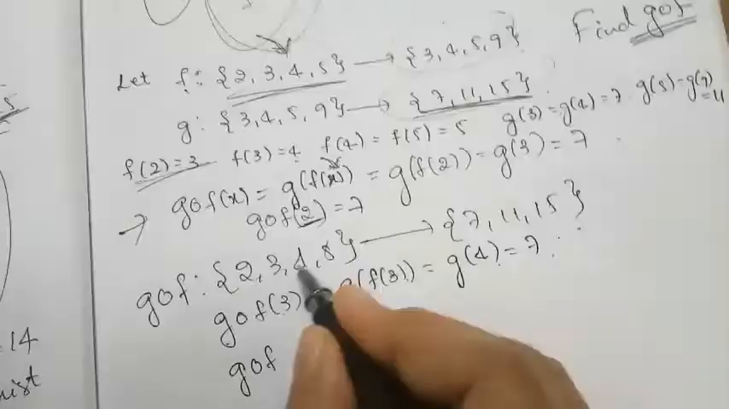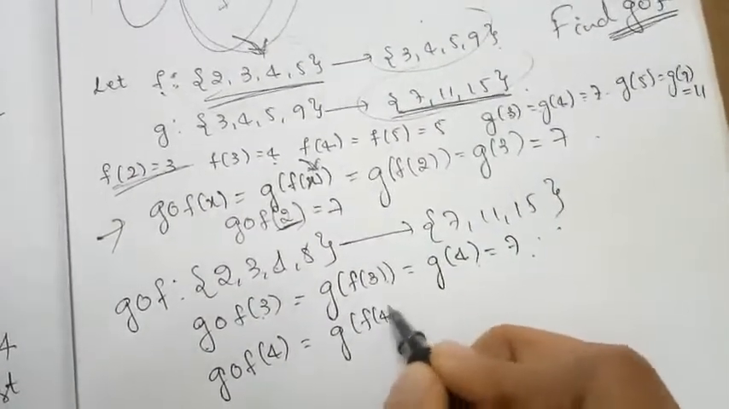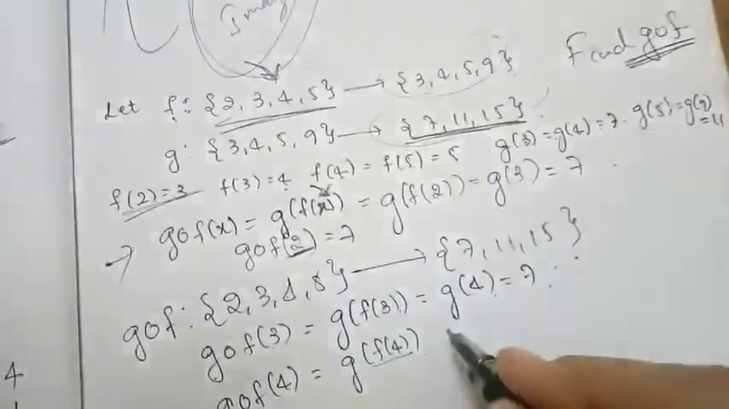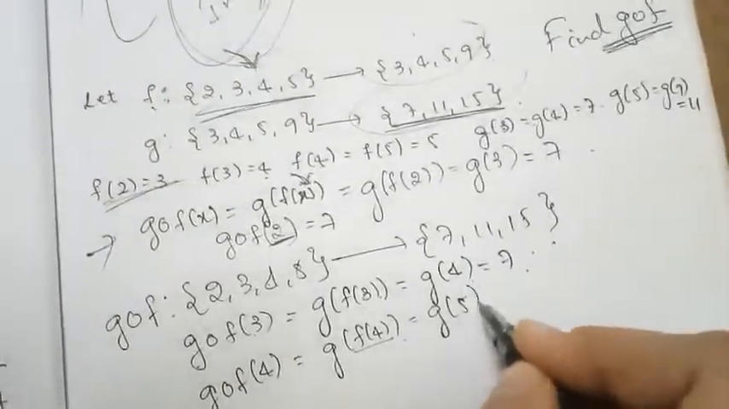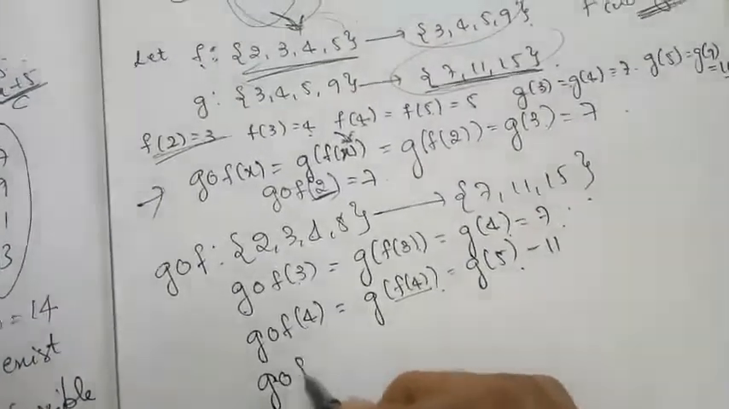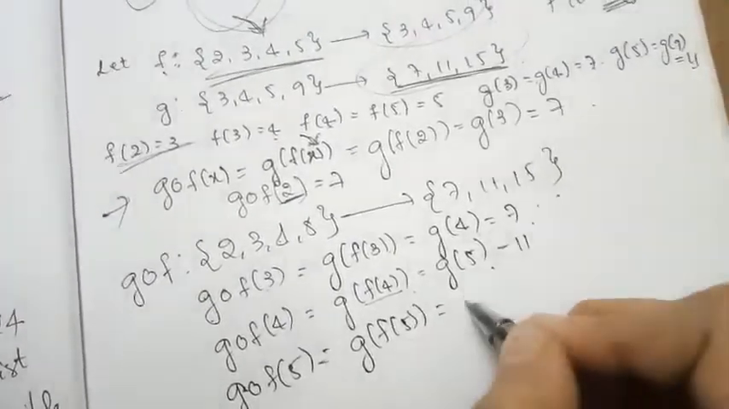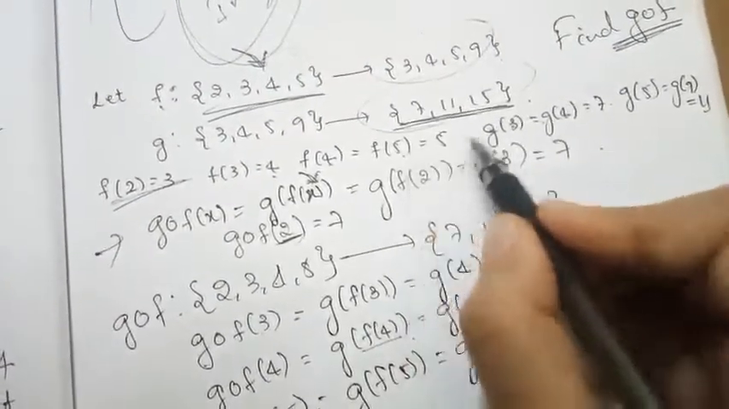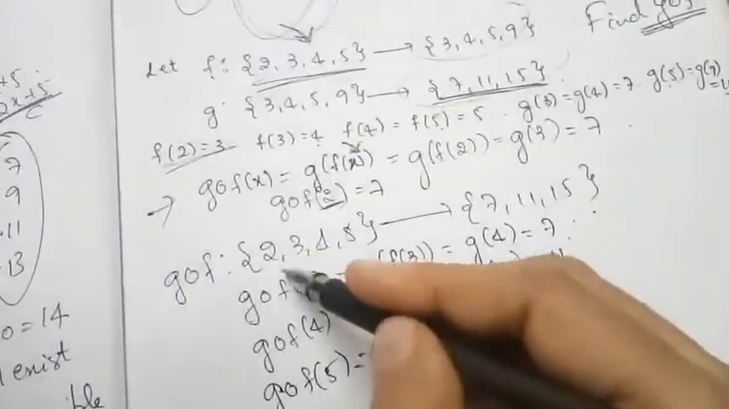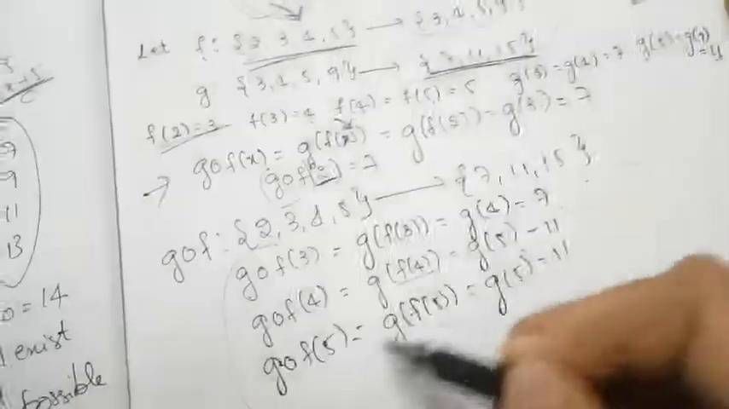Again similarly g of f of 4. So what is f of 4 value? They only defined f of 4 is equal to f of 5 is equal to 5. So g of 5. What is g of 5? It is 11. Similarly g of f of 5. So what is f of 5 here? F of 5 is 5. So g of 5. What is g of 5? It is 11. So we got all the values of g of f. They asked us to find g of f and we have found it.